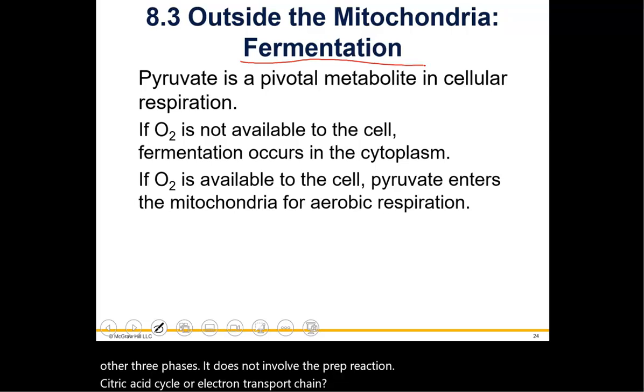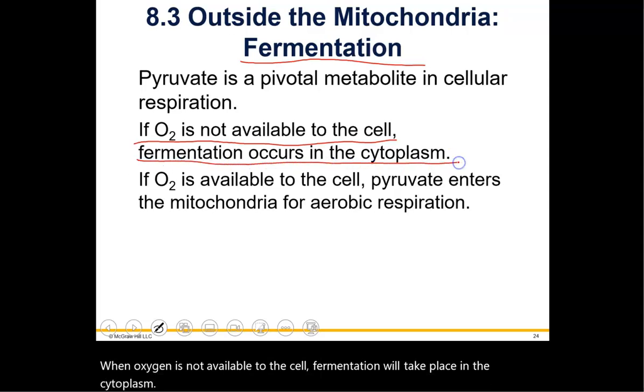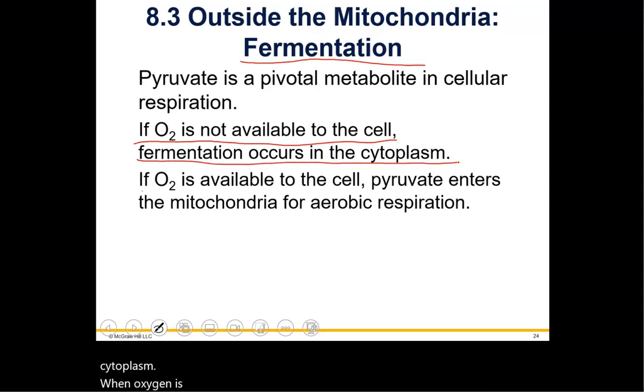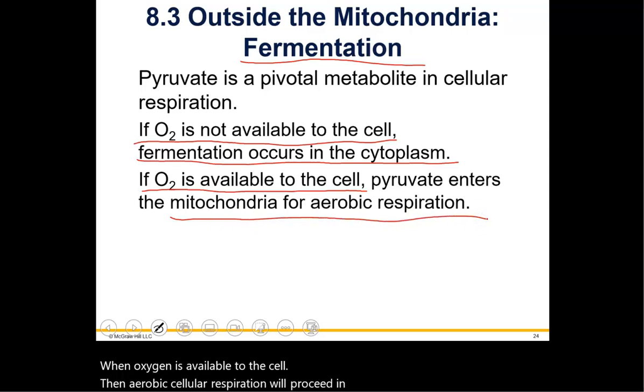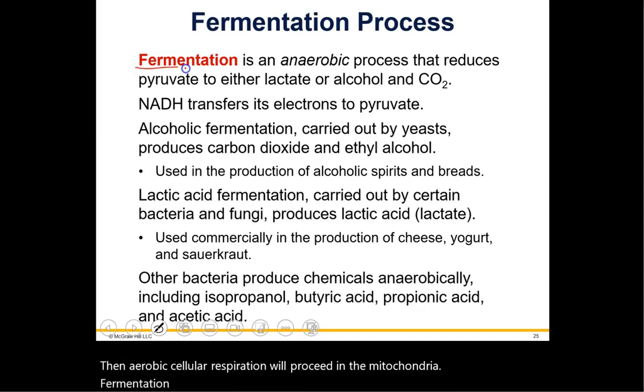So when oxygen is not available to the cell, fermentation will take place in the cytoplasm. When oxygen is available to the cell, then aerobic cellular respiration will proceed in the mitochondria. Fermentation is anaerobic. That means it does not require oxygen.